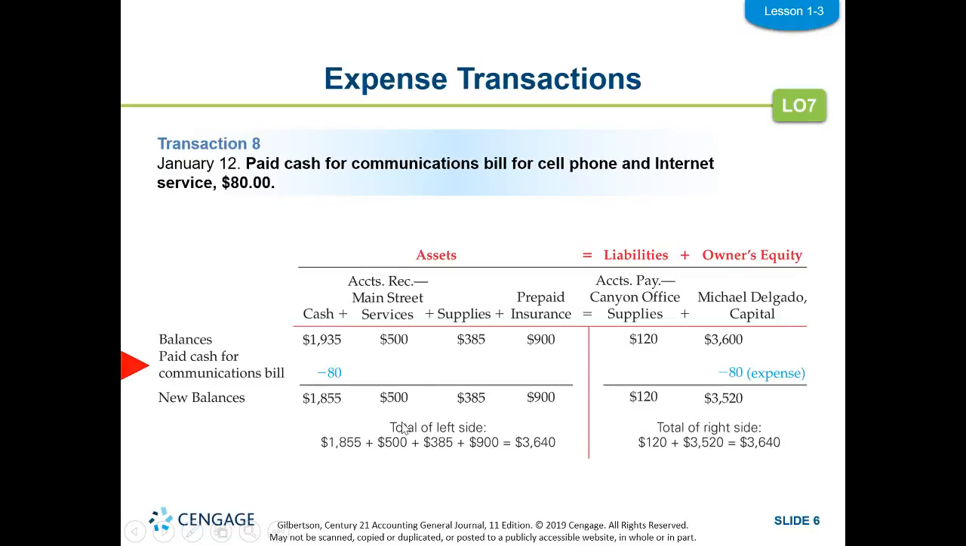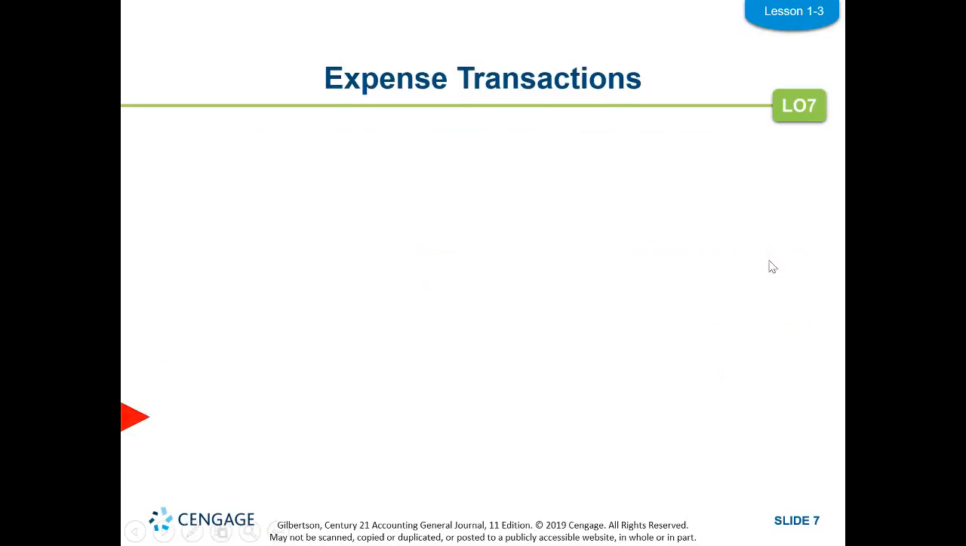Main Street Services is still $500. Supplies is $385. Prepaid insurance is $900. Accounts payable Canadian office supplies is $120. And now our capital has gone down to $3,520. But if we look at our equation, we add up the left side, we get $3,640. We add up the right side, we get $3,640. So again, our equation is still in balance.